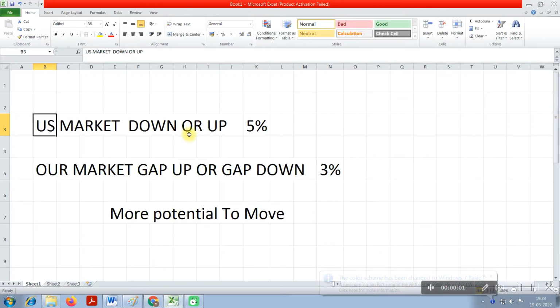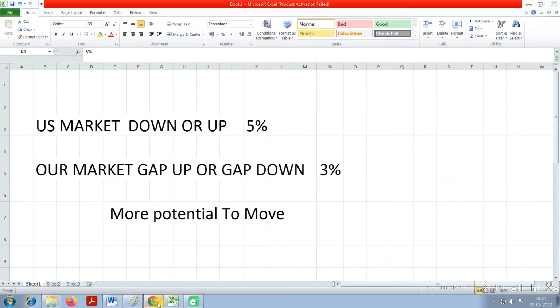For the 8 moving average strategy, I have some other points. Kindly watch carefully. The US market is down or up by 5%, and our market gaps up or gaps down 3%. So there is more potential to move. Now in this condition, we move on to the chart and I can explain it clearly.